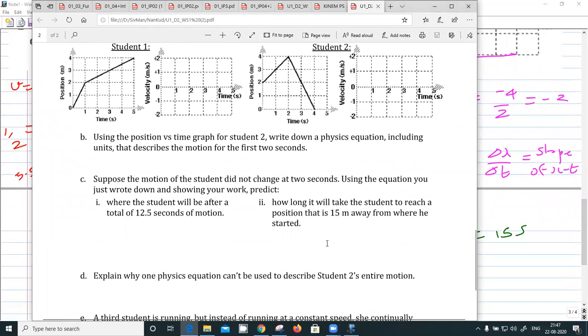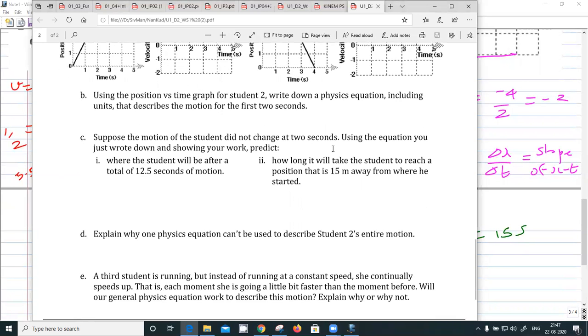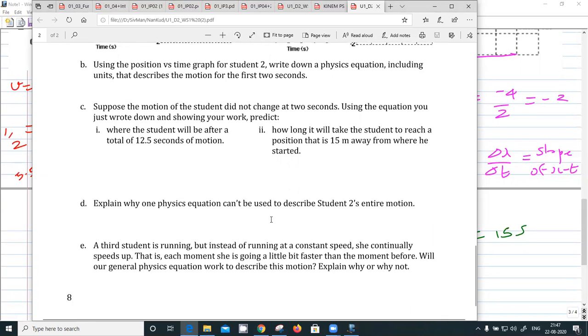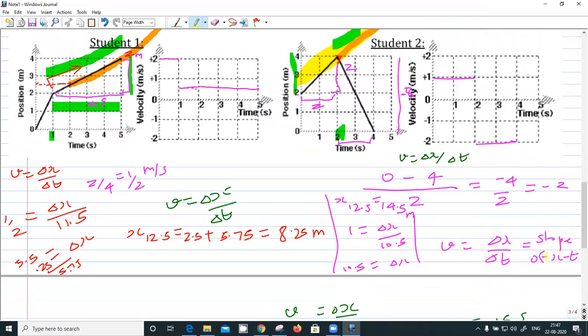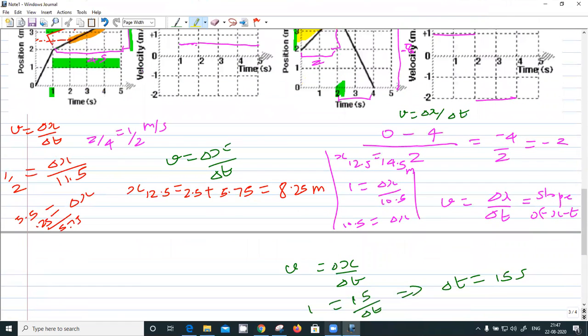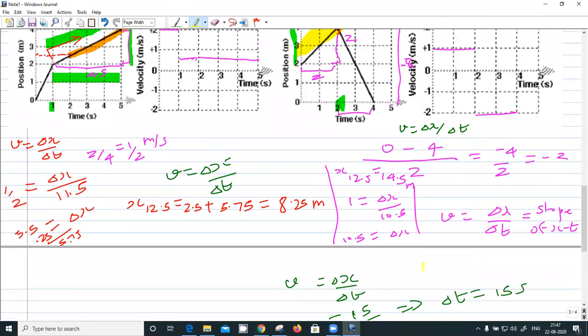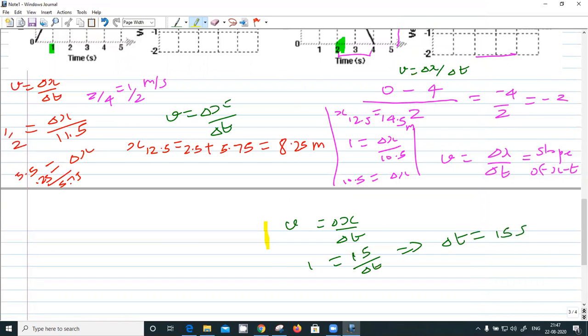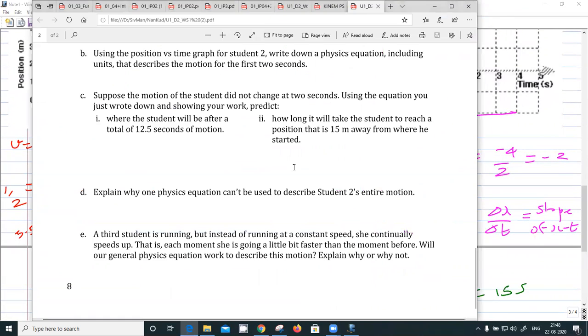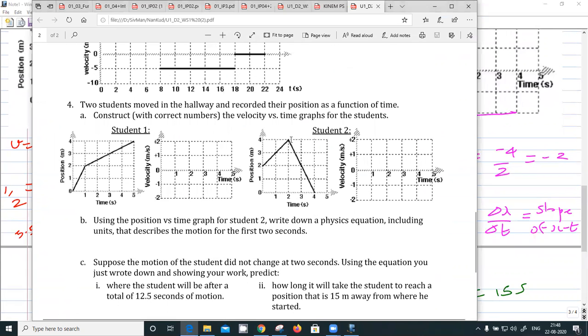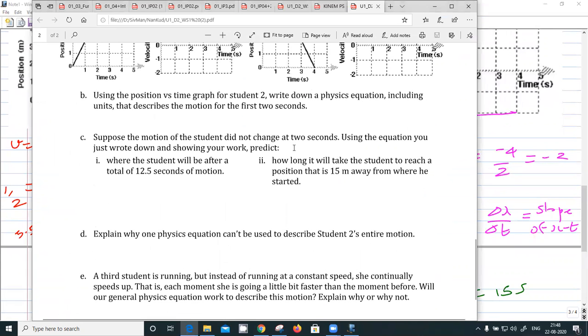For D, I think it's because they have different velocities. Yeah, because the slope is changing, right, at t equals 2 seconds. That is the reason. For this analysis, a single equation will do because it's one single straight line. But in the original question, there is a change in velocity at t equal to 2 seconds. That's why you have to split it into 2 parts.